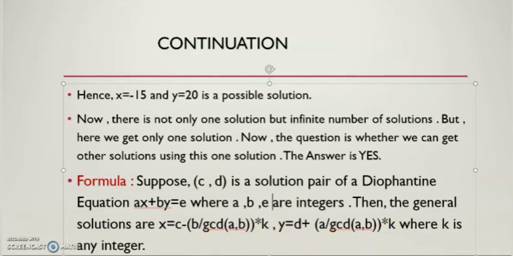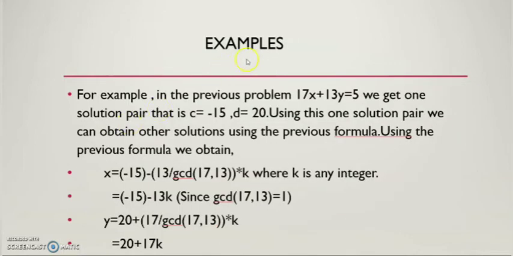Now I have given you some examples. For example, in the previous problem, the problem is 17x plus 13y equal to 5. Now we get one solution pair, that is c equal to minus 15 and d equal to 20. Now using this one solution pair we can obtain other solutions also, using the formula I mentioned in the previous slide. So using the previous formula we obtain x equal to the value of c, minus 15, minus. I have mentioned that to obtain the value of x we use minus sign, and to obtain the value of y we use plus sign. Please note it down carefully.